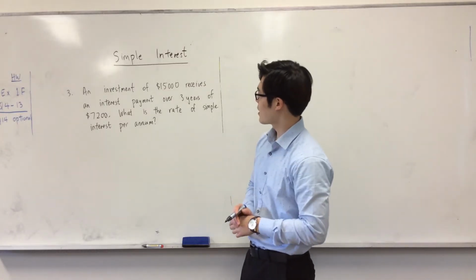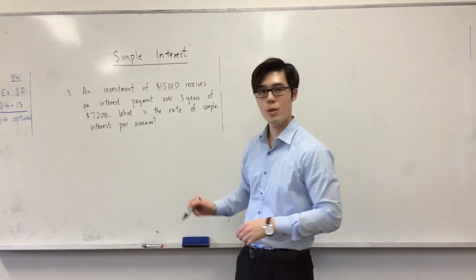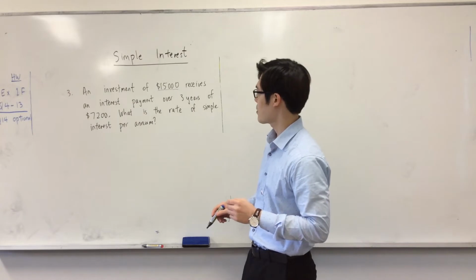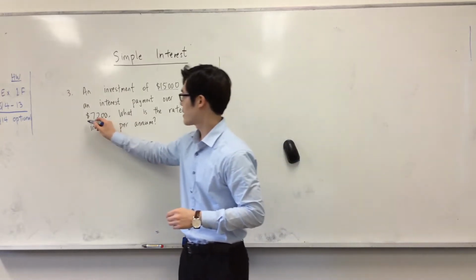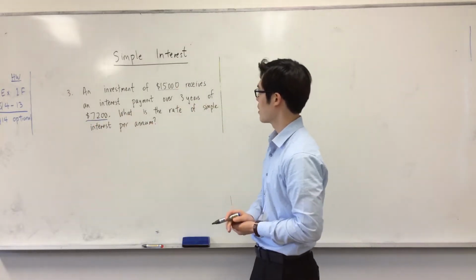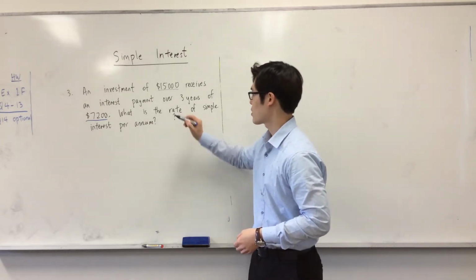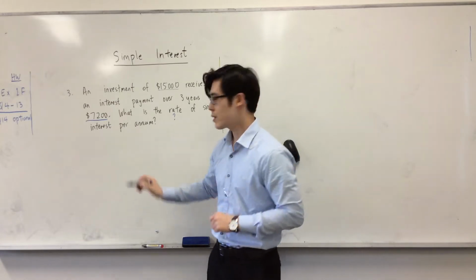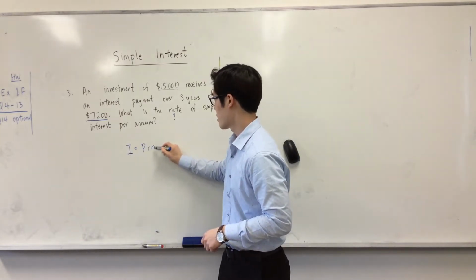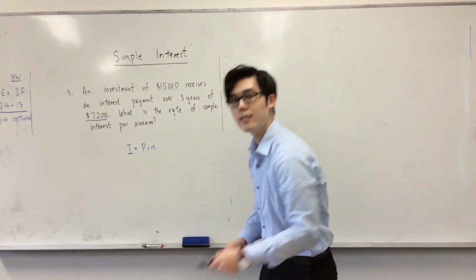So, an investment of $15,000 receives an interest payment over 3 years of $7,200. What is the rate of simple interest per annum? So that is the question. What is the rate? Okay, let's write down the formula and see the details.